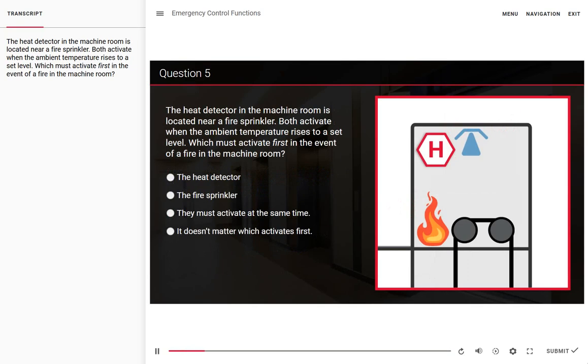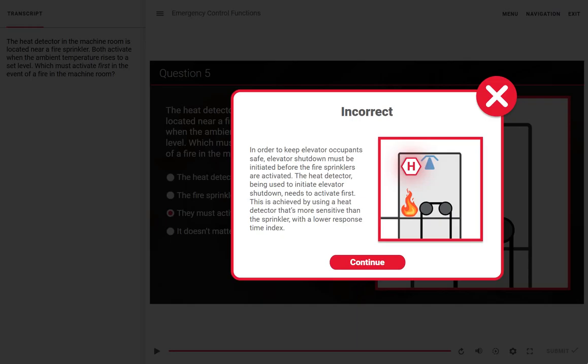The heat detector in the machine room is located near a fire sprinkler. Both activate when the ambient temperature rises to a set level, which must activate first in the event of a fire in the machine room. Sorry, that's incorrect. In order to keep elevator occupants safe, elevator shutdown must be initiated before the fire sprinklers are activated. The heat detector, being used to initiate elevator shutdown, needs to activate first. This is achieved by using a heat detector that's more sensitive than the sprinkler, with a lower response time index.